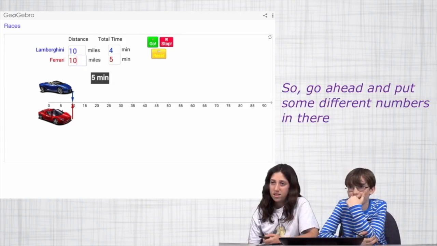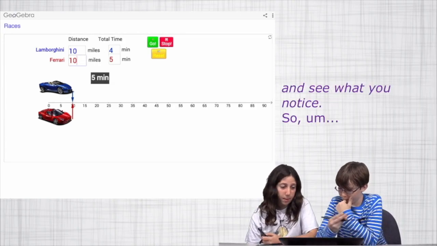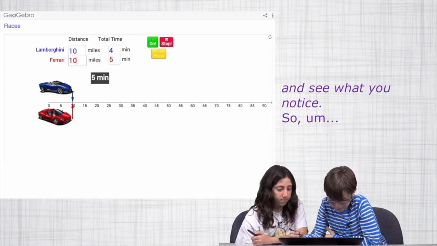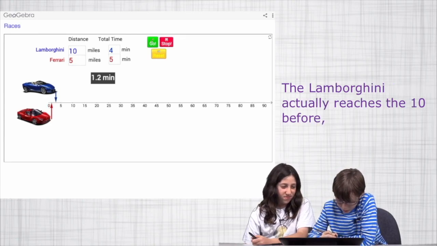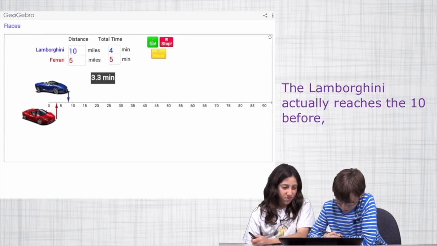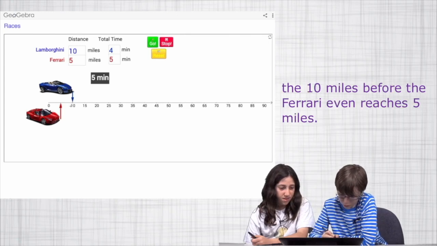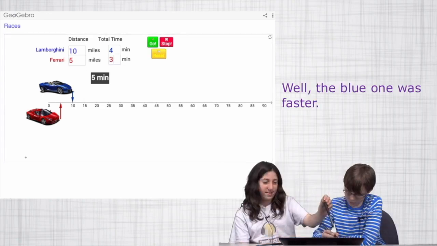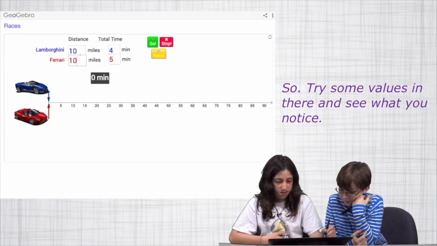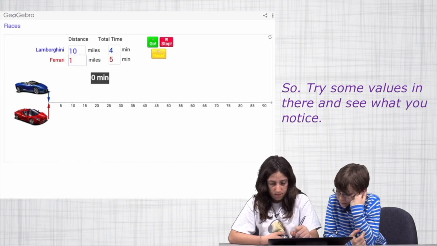So go ahead and put some different numbers in there and see what you notice. So, if the Ferrari goes 5 miles, then hit go. The Lamborghini actually reaches the 10 miles before the Ferrari even reaches 5 miles. What did you notice, Kate? Well, the blue one was fast. So try some values in there and see what you notice.